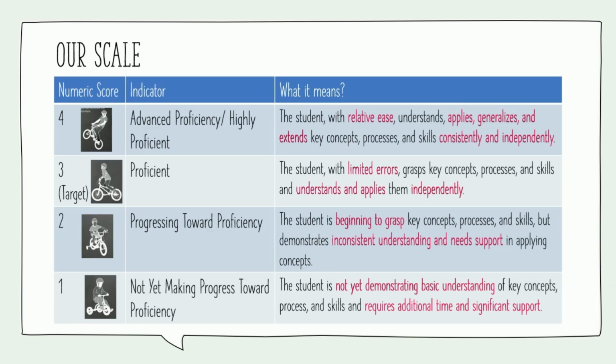On assessments, teachers can enter half points, so they can enter 1.5, 2.5, and 3.5 to indicate that a student is between the whole point levels. To extend the bike metaphor, a 3.5 is a student who can ride well on their own and is beginning to do some basic stunts, but not consistently.